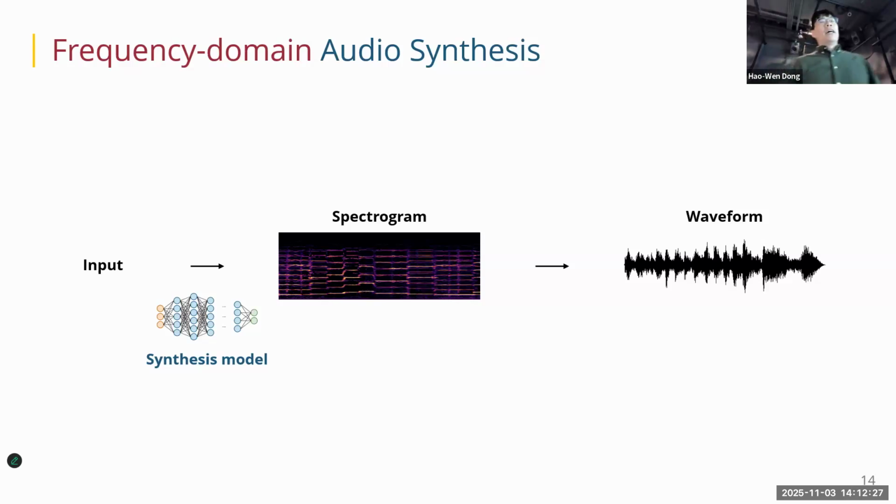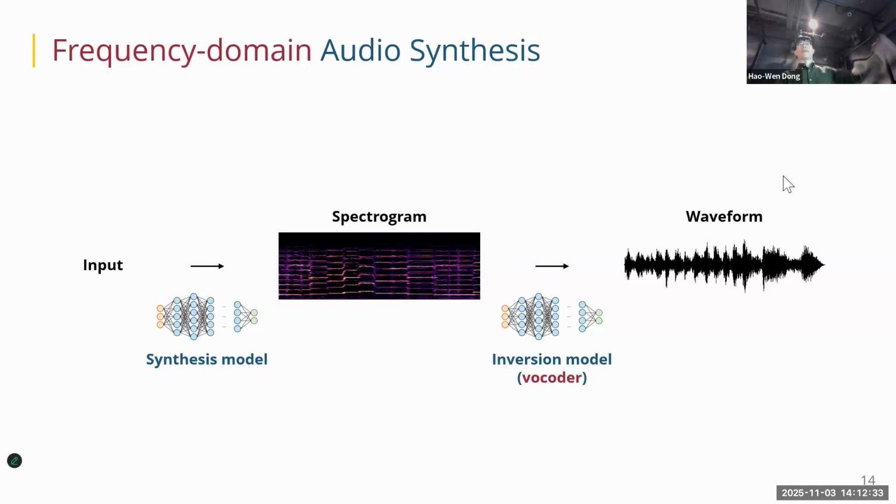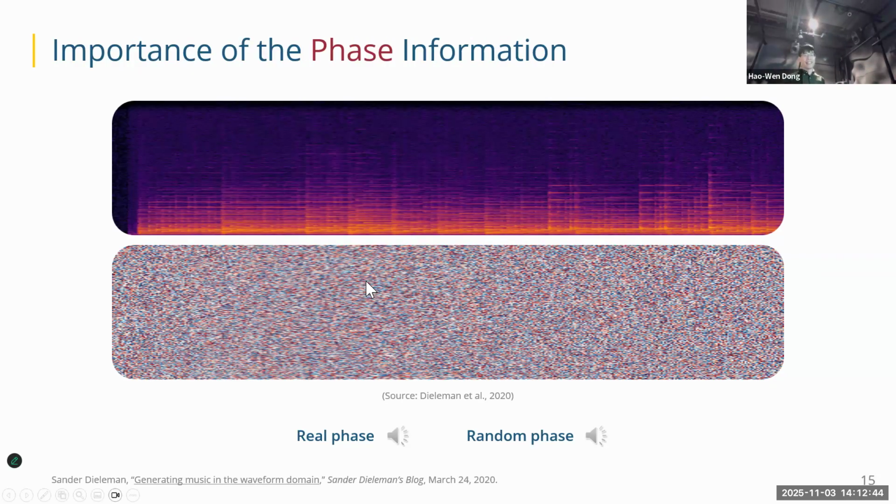But the last step, nowadays we have different models that can do the last step from spectrogram back to waveform directly. So the importance of phase information: even though, as I said, phase is not that tricky to reconstruct, if you're using random phase, it still sounds weird.